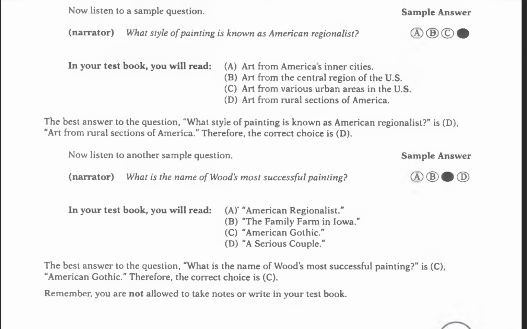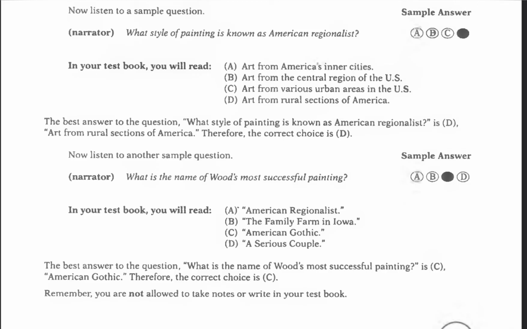Now listen to another sample question. What is the name of Wood's most successful painting? In your test book, you will read A. American Regionalist. B. The Family Farm in Iowa. C. American Gothic. D. A Serious Couple.